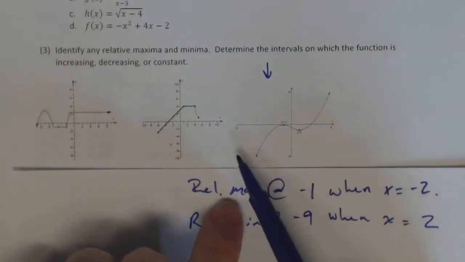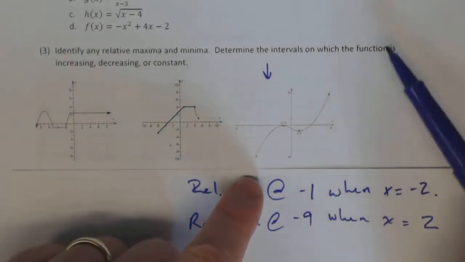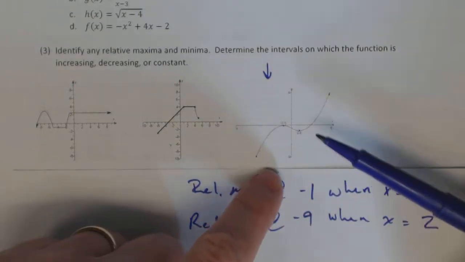Oh, domain and range. Your domain would be all real numbers, and your range would be all real numbers. It's infinitely wide, infinitely tall.